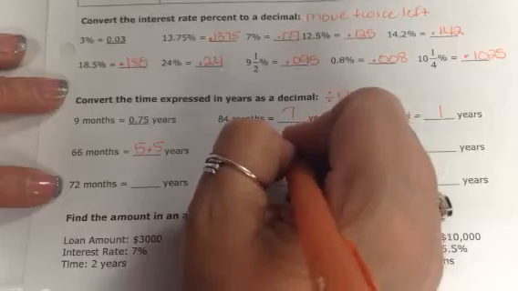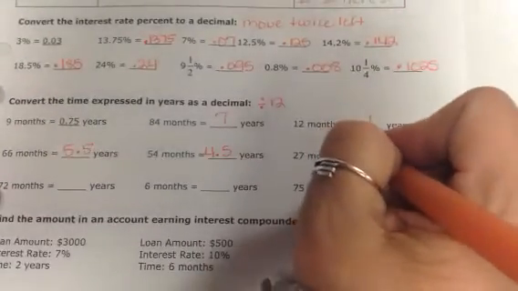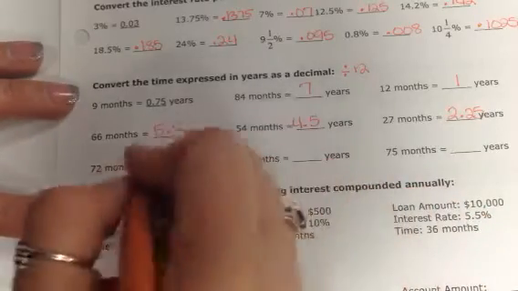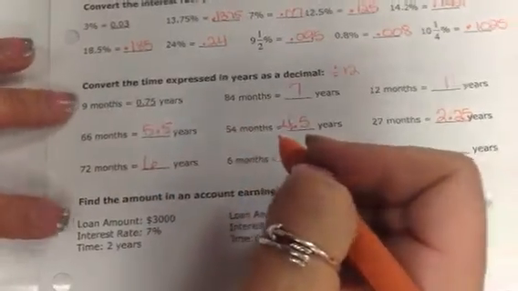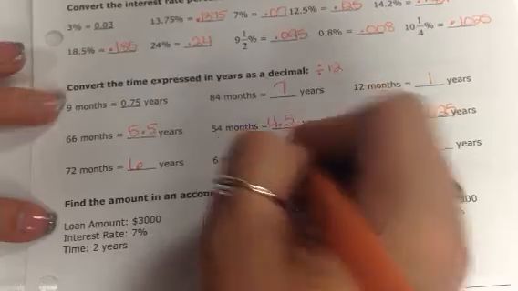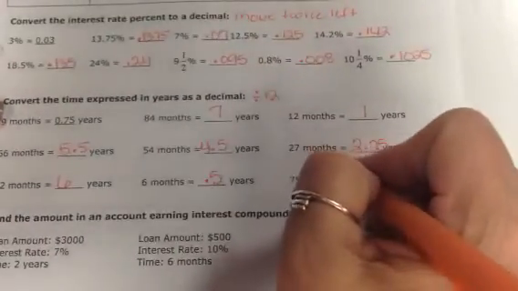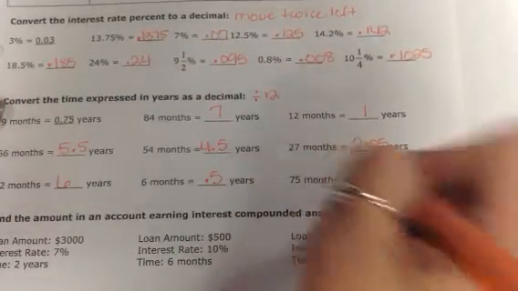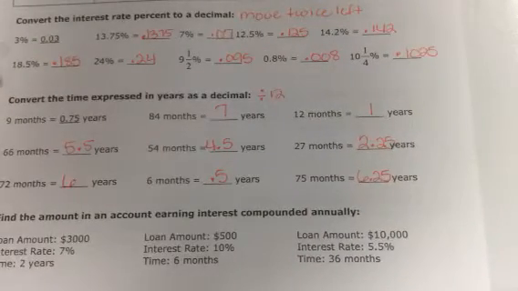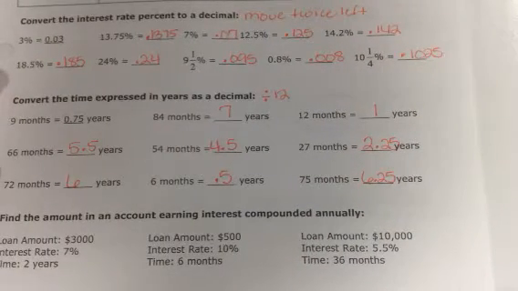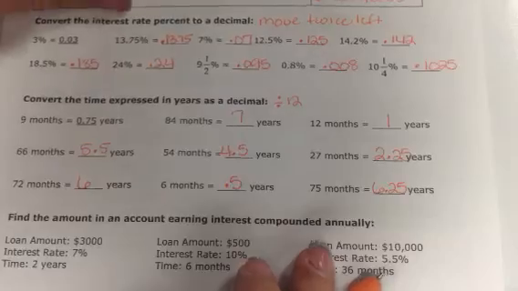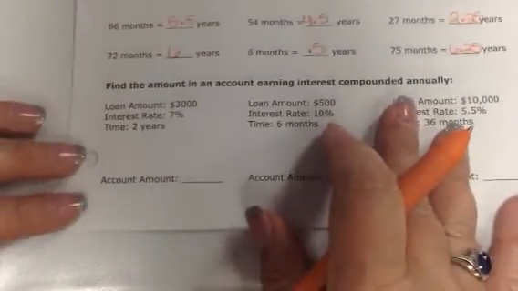54 months is 4.5. 27 months is 2.25. 72 months is 6 years. 6 months is 0.5. And 75 months is 6.25. Okay? Check those answers. Make sure they're correct. If they're not, find out why. Come talk to me if you need to. Let's get to work on this.